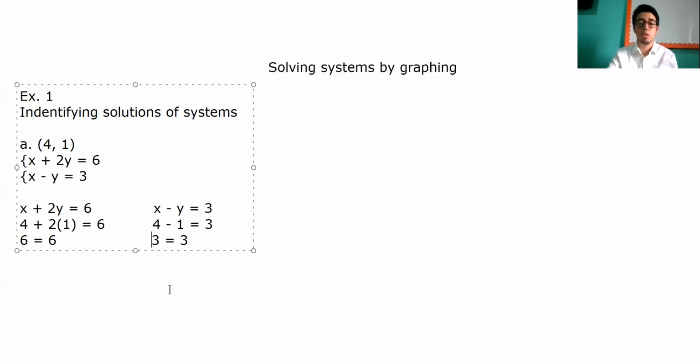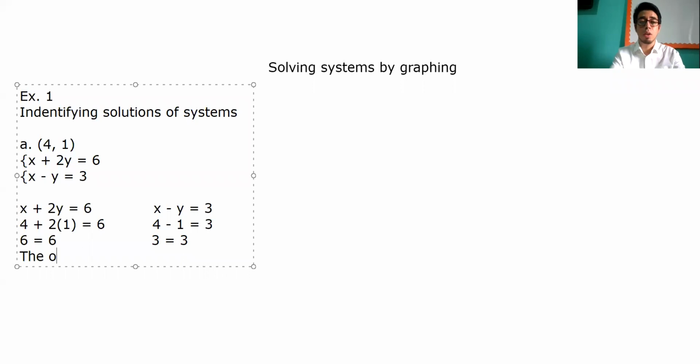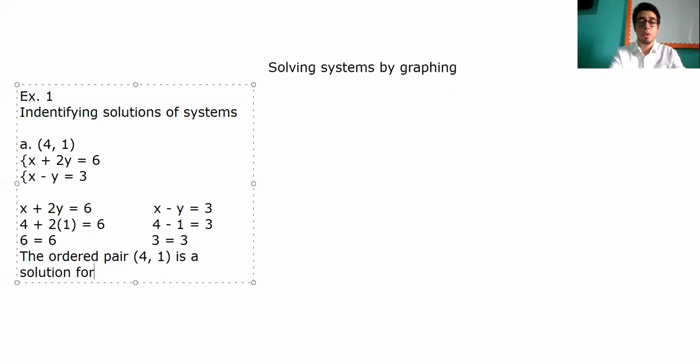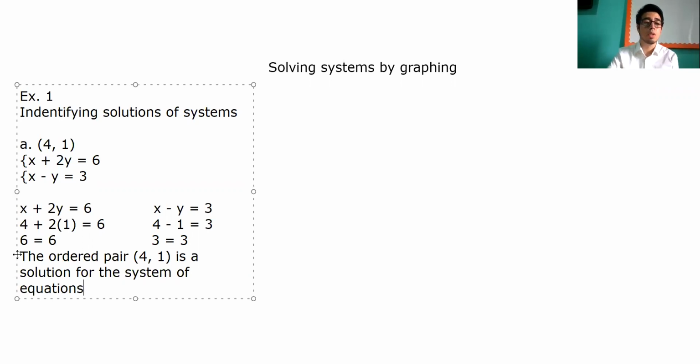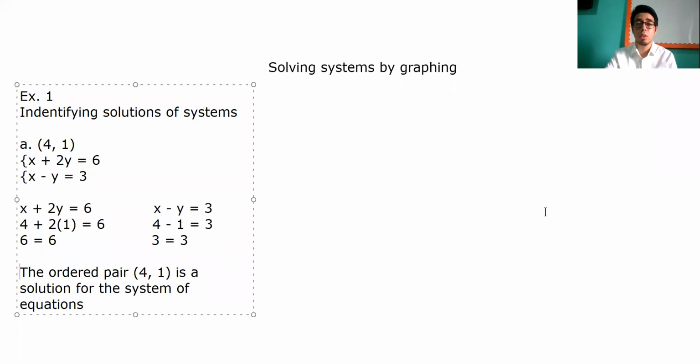This sentence is always true, so you can say that this ordered pair is a solution for this system of equations. The ordered pair 4, 1 is a solution for the system of equations. So you prove it, and when you prove this, you need to say if it's a solution or not. In this case, I'm saying that it's a solution because I prove that this makes my statement true. 6 equals 6 and 3 equals 3, okay?